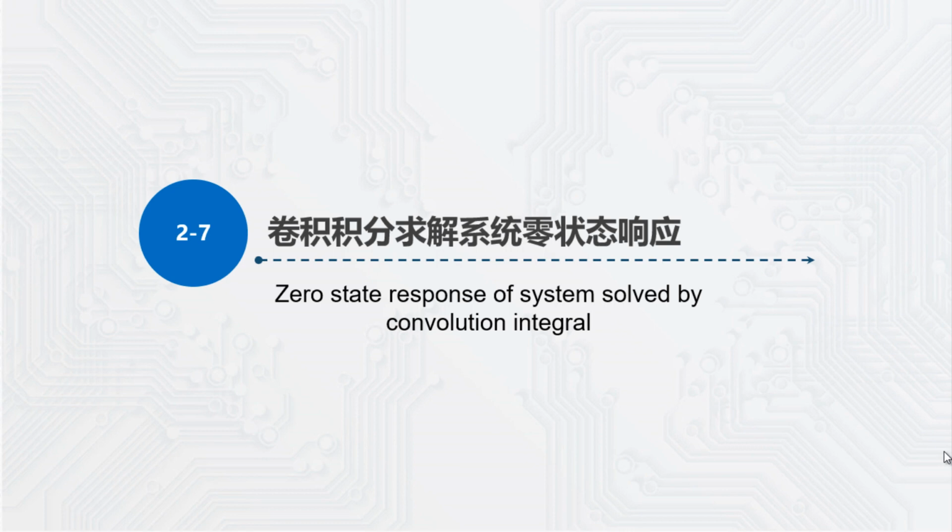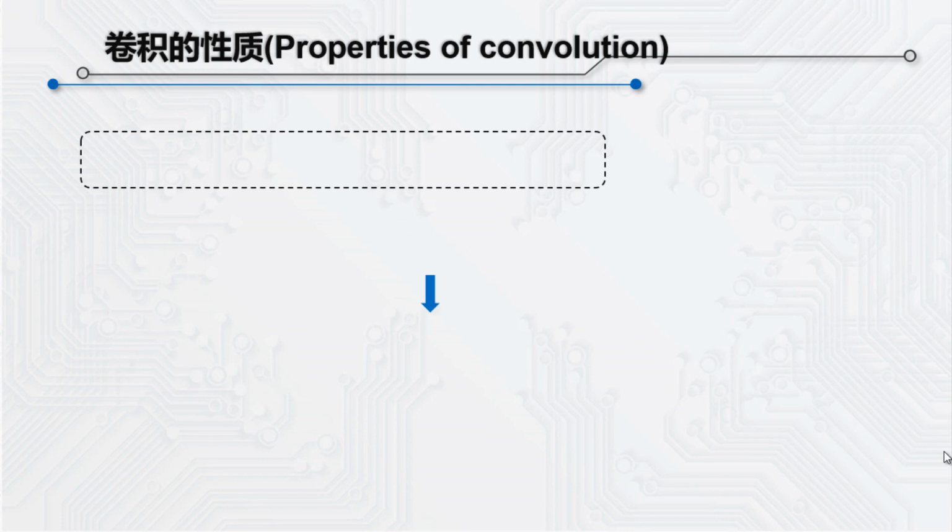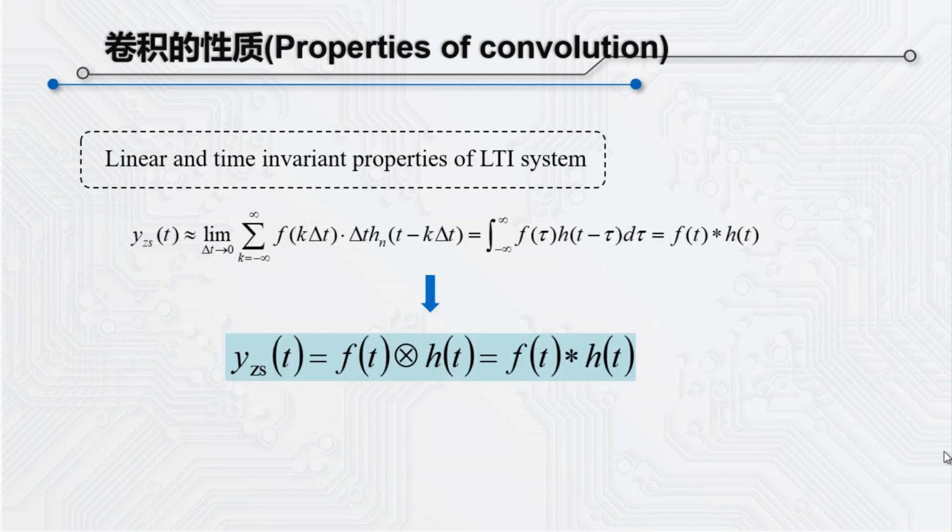7th, zero-state response of systems solved by convolution integral. After introducing convolution in the previous content, according to the linear time-invariant property of the system, we use the convolution integral of the system input signal or excitation signal and the system impulse response to solve the zero-state response yzs of the system.